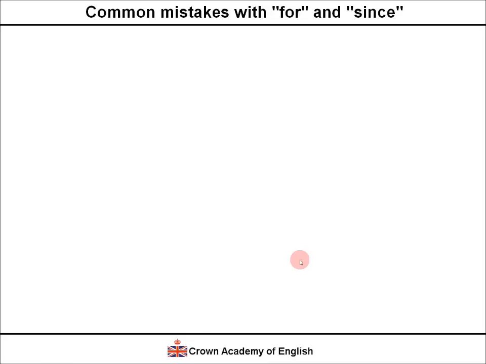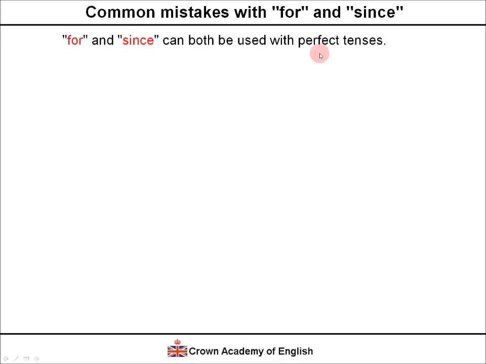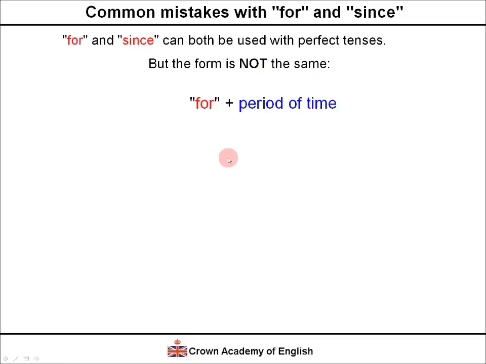Let's look at some common mistakes. For and since can both be used with perfect tenses, because we saw that the word for we can use with all of the tenses, and since we usually use it only with the perfect tenses. But the form is not the same.